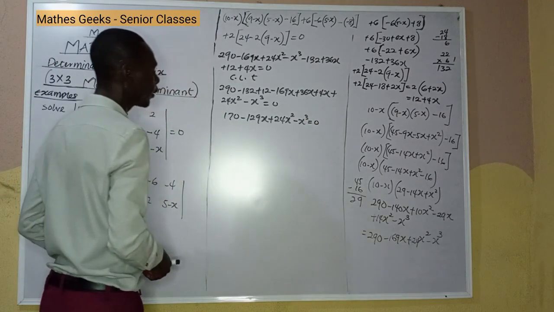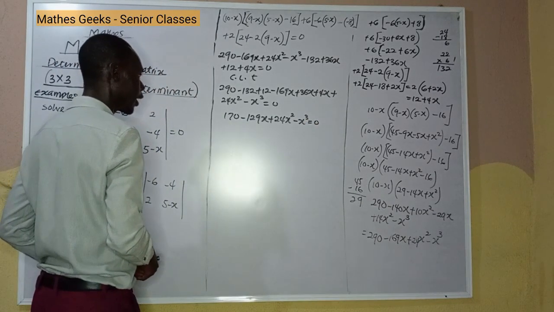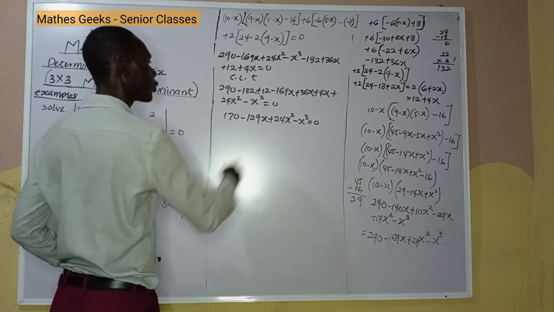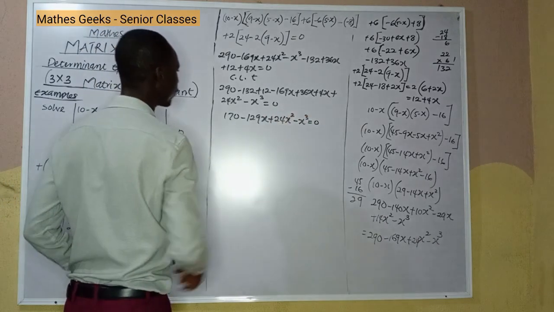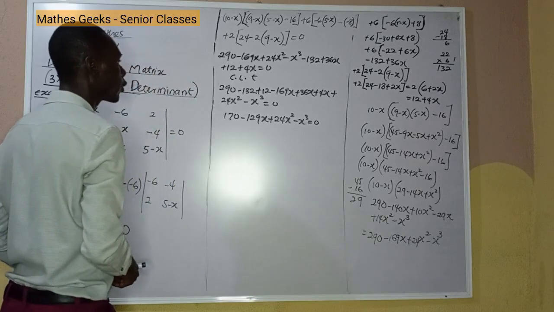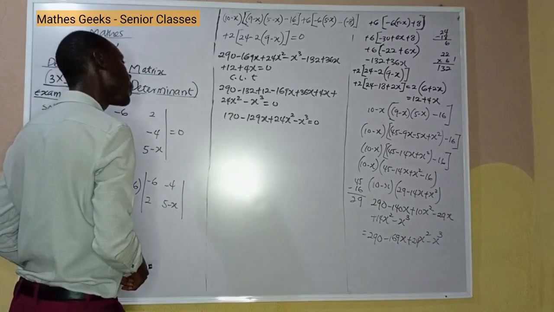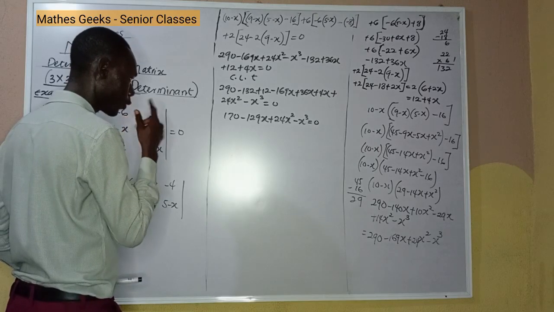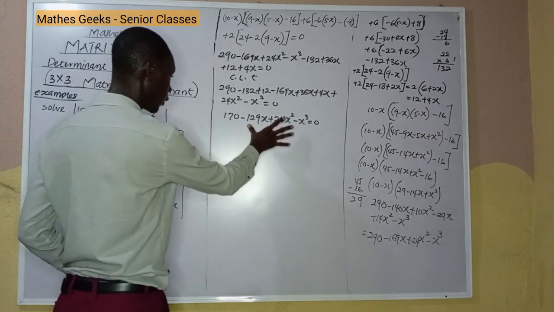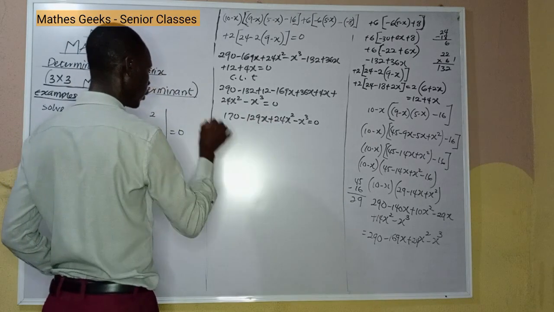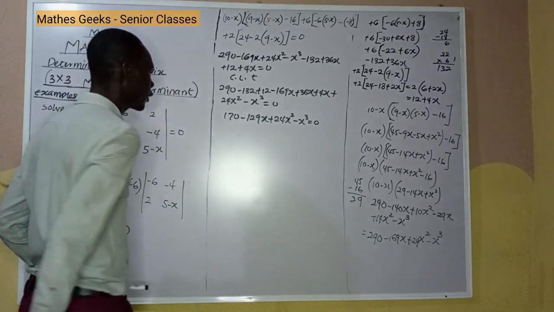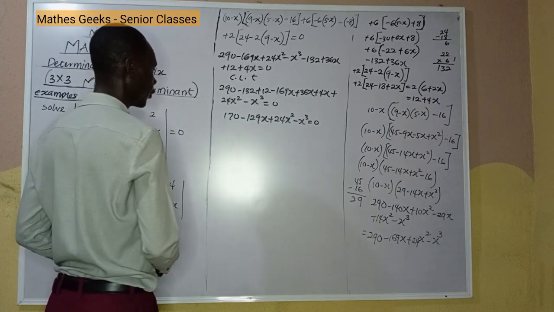Now we have a polynomial where the highest power is greater than 2. The highest power here is 3 and it's greater than 2, so we are going to solve it in the way we solve a polynomial. And that way we are going to get, first of all, a factor. So this polynomial has 3 factors or 3 roots. So we need to get one of the roots. To do that, we're going to carry out the trial and error method.